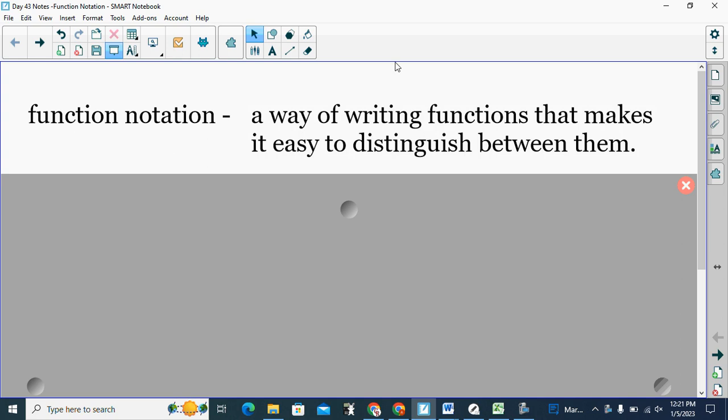Function notation is a way of writing functions that makes it easy to distinguish between them. Makes it easy to tell the difference on which function is which. So it's another way of writing functions. And we use it because it makes it easier to distinguish between the functions. And we'll talk about what that means here in a minute.